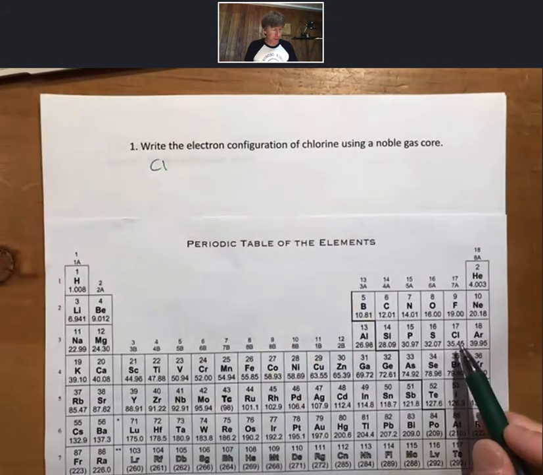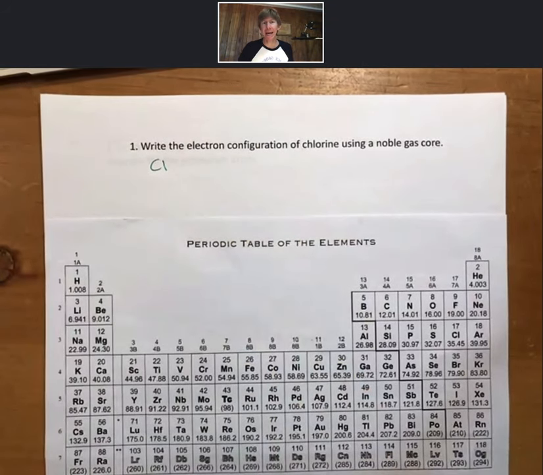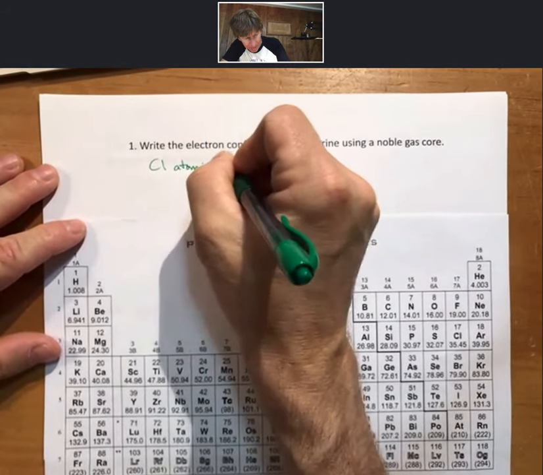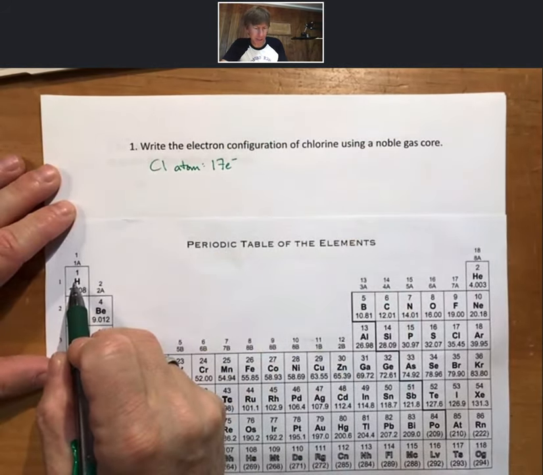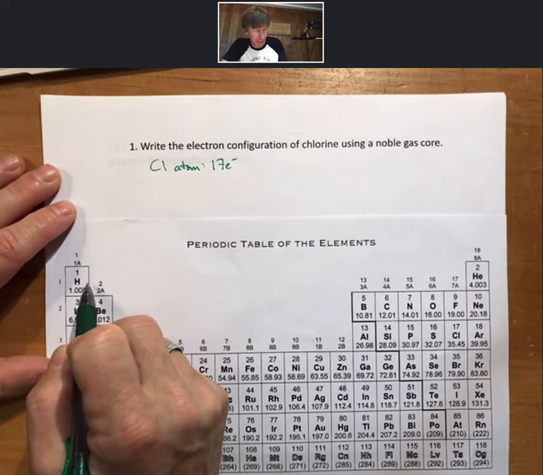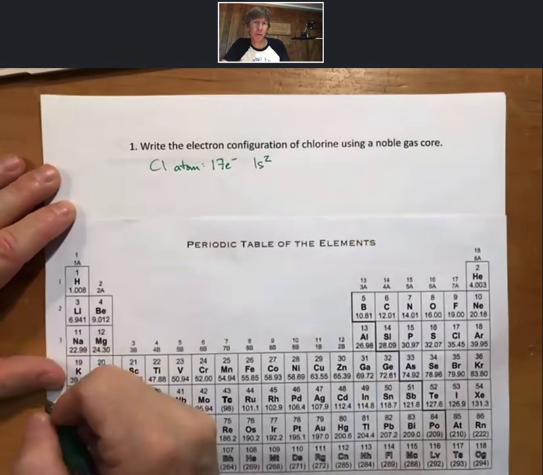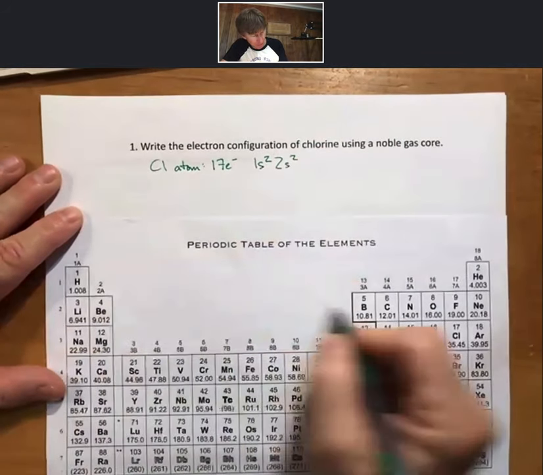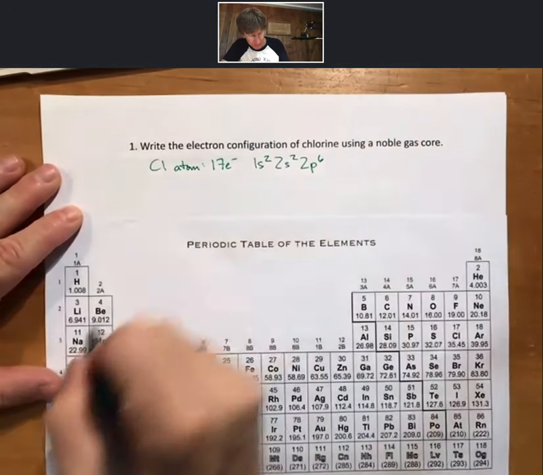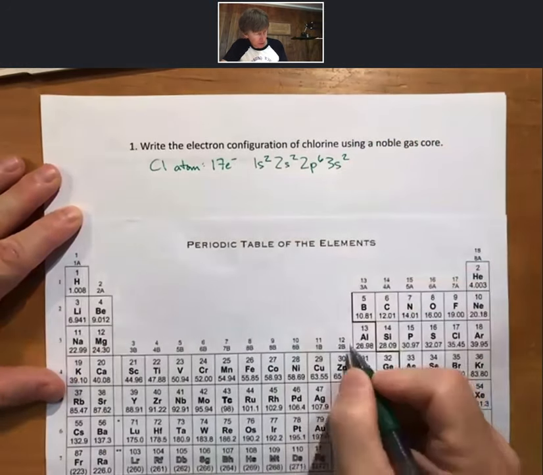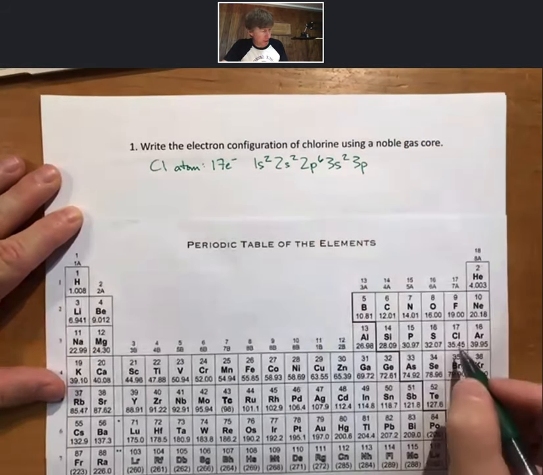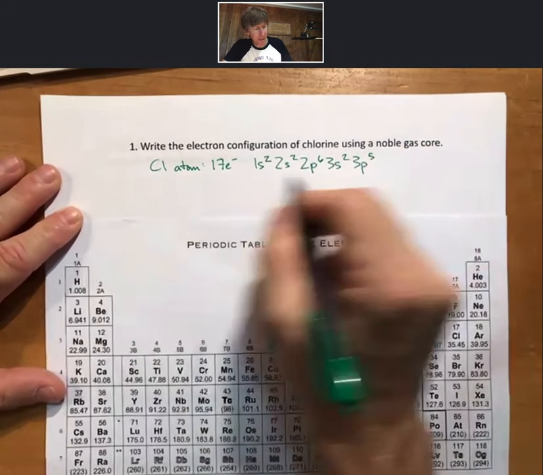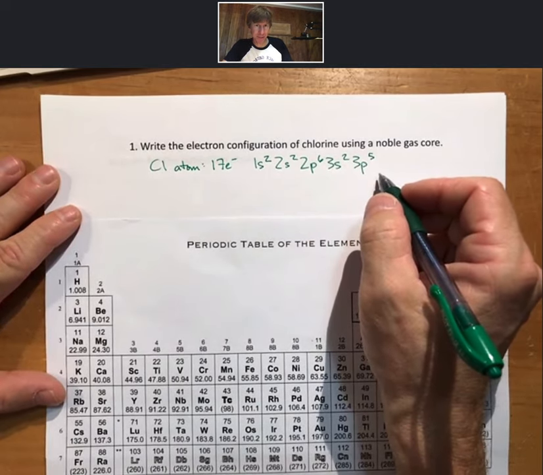On our periodic table, chlorine is element 17, so a chlorine atom has 17 electrons. Starting at the beginning of the periodic table, in the s area, this is going to be 1s2. It has one orbital that holds at most 2 electrons. Then 2s2, 2p6, 3s2, 3p6, oh, 3p5, because that's as many electrons as it takes to fill up chlorine. This is without a noble gas core, no abbreviations.